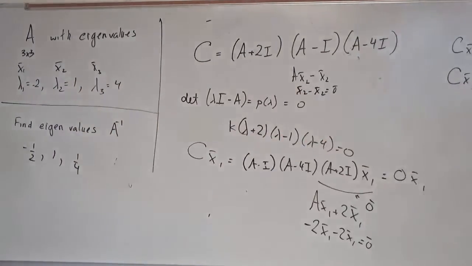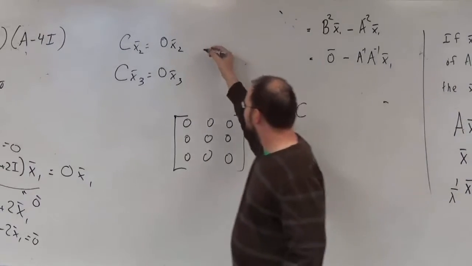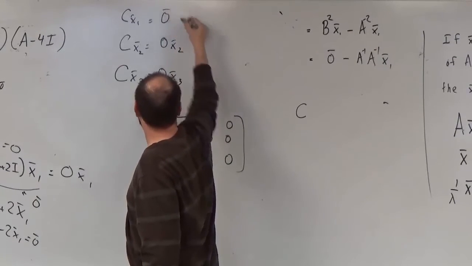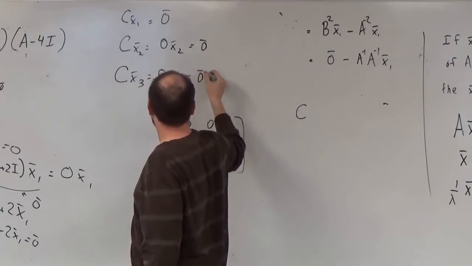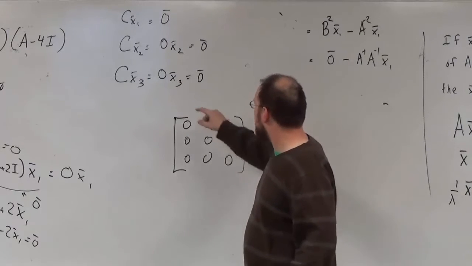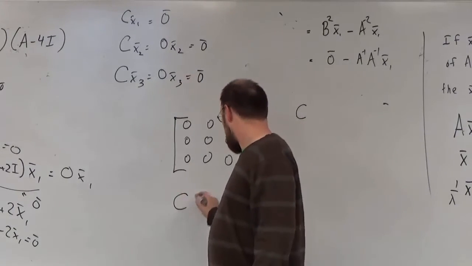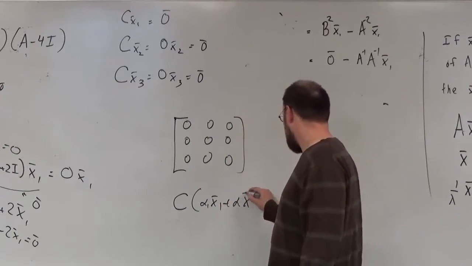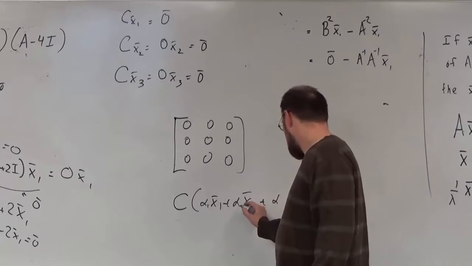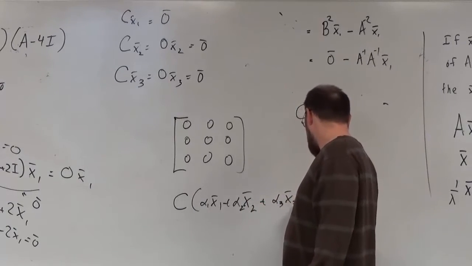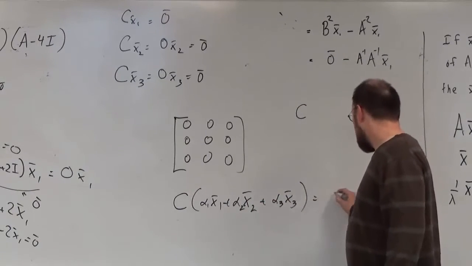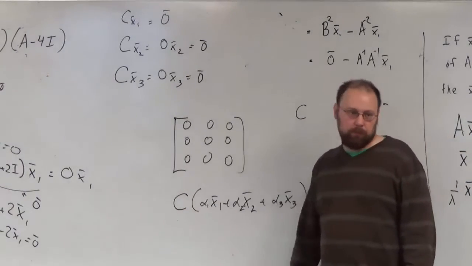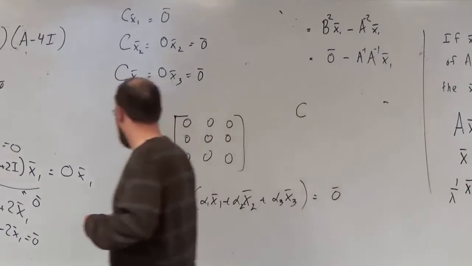Right? So if we know that the matrix, when it multiplies the basis element, always gives you the 0 vector, then it must, since any other vector can be rewritten as a linear combination of those. Right, so here's some vector expressed as a linear combination of the basis consisting of the eigenvectors. You just get 0. And that's only true if the matrix itself is 0. So the C has to be 0 in this case.